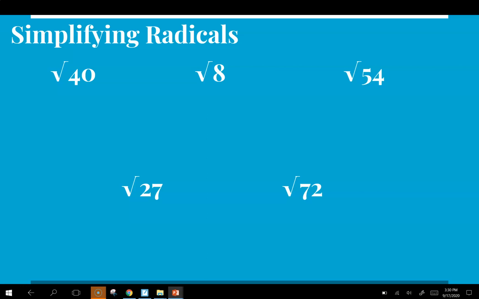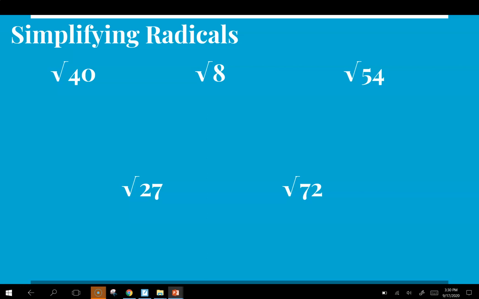All right, we need to remember how to simplify radicals. We did it before. It was part of our review the first week of school. So hopefully we remember. We're going to do a little refresher here with these 5 problems. We want to try to break all of these down. So square root of 40, square root of 8, square root of 54, square root of 27, and square root of 72. So they're all square roots. So I'm going to try to pick pairs that multiply together that involve a perfect square. So it's just going to help me make my problem work quicker.